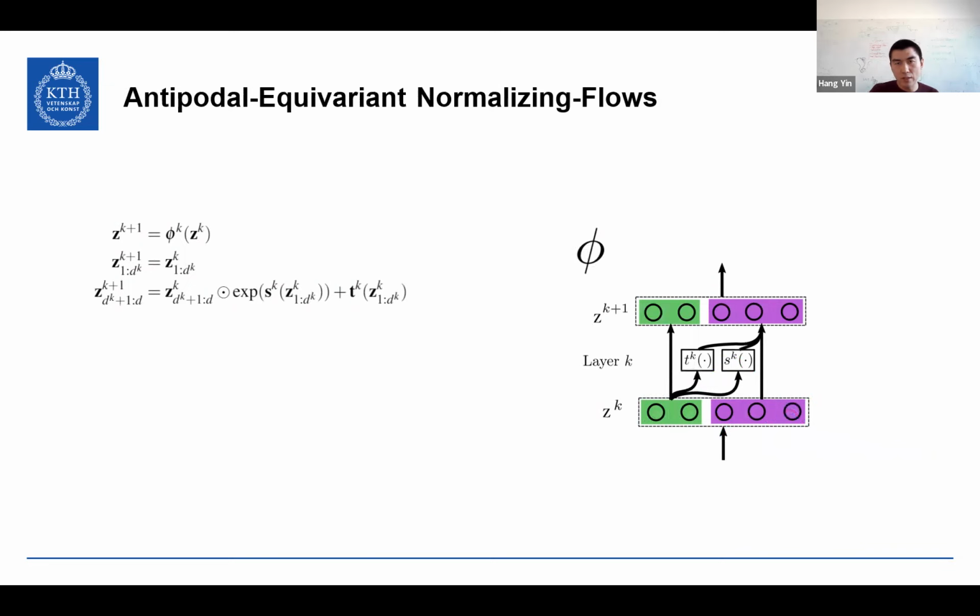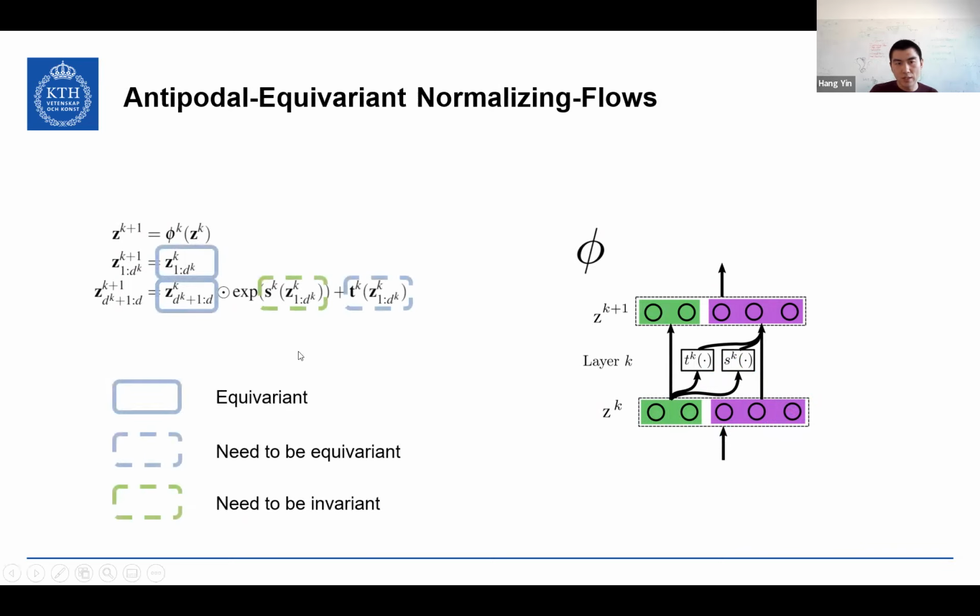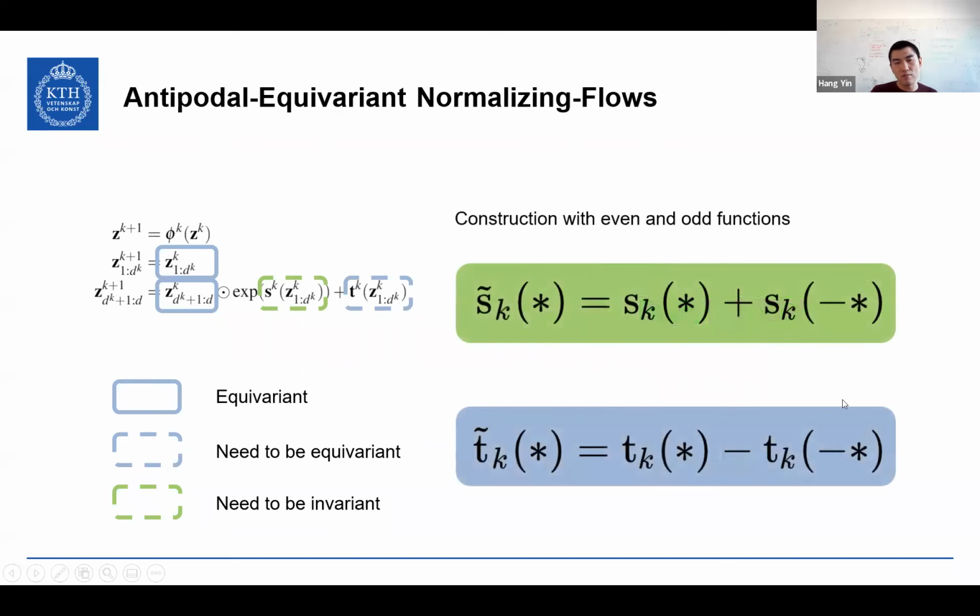If you look at the normalizing flow layers, you basically just need some parts to be invariant and some parts to be equivariant. To do so, you just have a neural network. You don't even introduce extra parameters. You just have neural networks combined by summing them and subtracting them. You can see they are basically fulfilling this equivariant and invariant property.